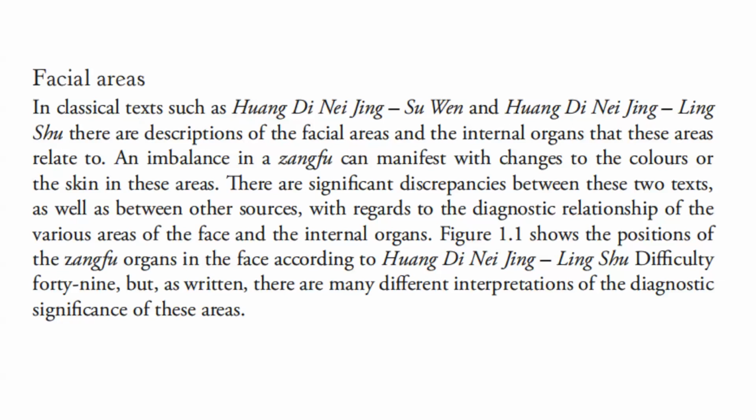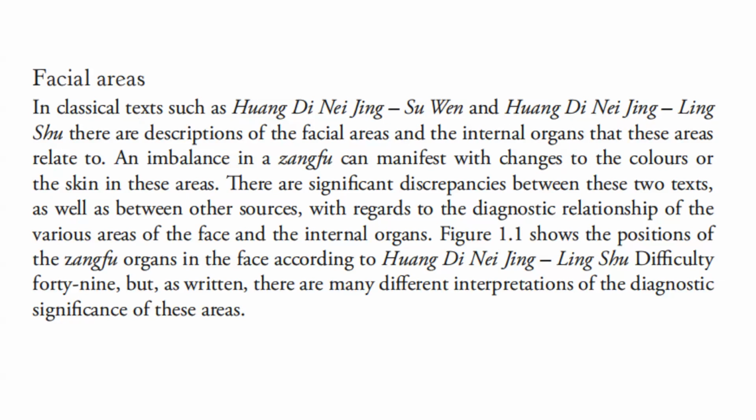Now let's move on to the facial areas. In classical texts such as the Huang Di Nei Jing, the Su Wen, and the Huang Di Nei Jing Ling Shu, there are descriptions of the facial areas and the internal organs that these areas relate to. An imbalance in the Zangfu can manifest with changes to the colors of the skin in these areas.